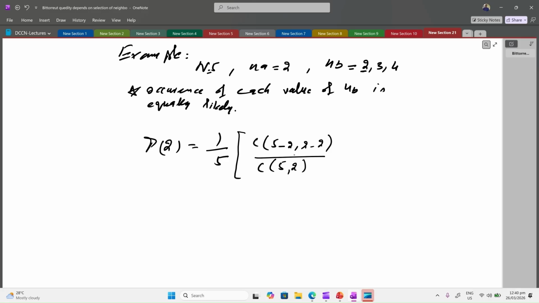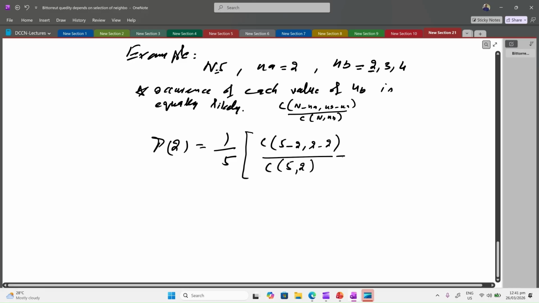And here I'm using this formula. Let me write it over here for your ready reference. The same formula that we used in the first example to calculate the probability of one value of NB. N minus NA, NB minus NA, right? So I'm using this formula, okay?